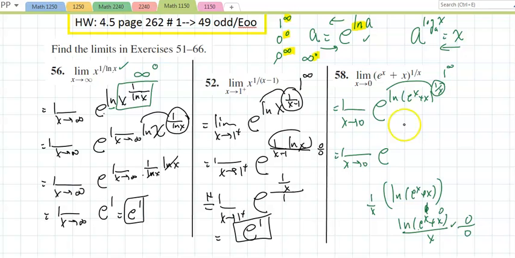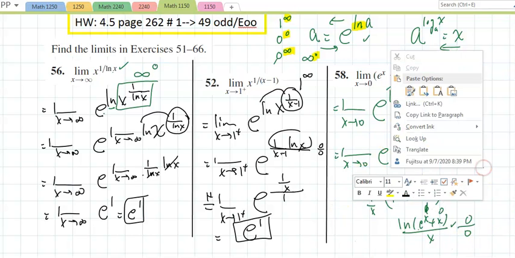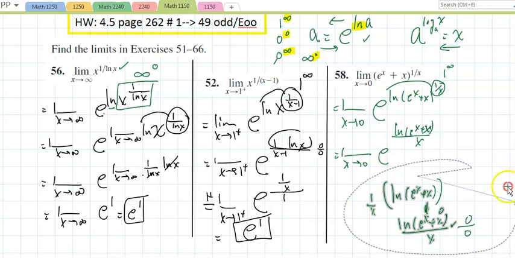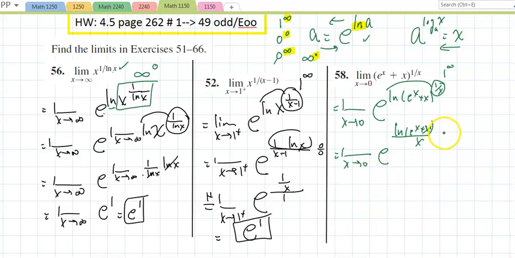Natural log of 1 is 0, so it seems it fits me better to simply write it this way. And now I could show the power is 0 over 0. So by L'Hopital, that's the limit as x approaches 0, e. Derivative of the denominator is 1. Derivative of the top is 1 over e to the x plus x times e to the x plus 1.